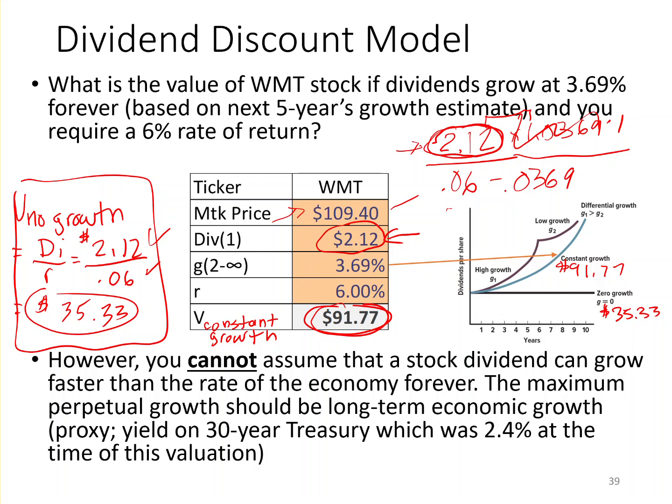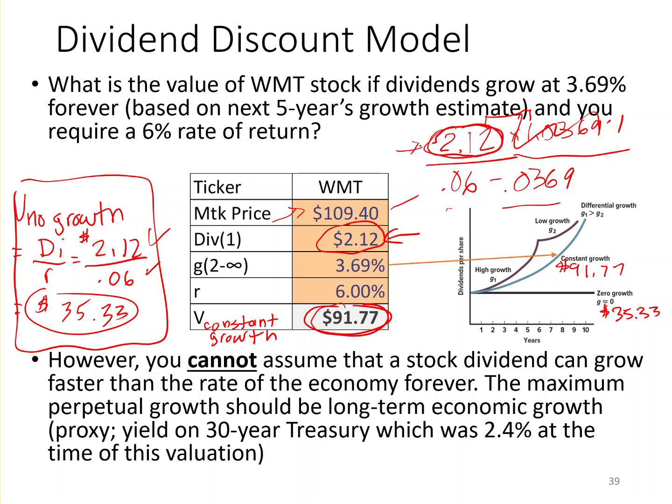However, we can't make the assumption that dividends can grow faster than the overall economy. Think about it this way: if the overall economy is growing less than 3.69%, and Walmart is growing at 3.69%, sometime in the future, maybe 100 or 1,000 years away, Walmart would actually exceed the size of the overall economy. So you have to assume that the long-term perpetual growth rate used for the final valuation of a stock is less than the long-term growth rate of the economy.